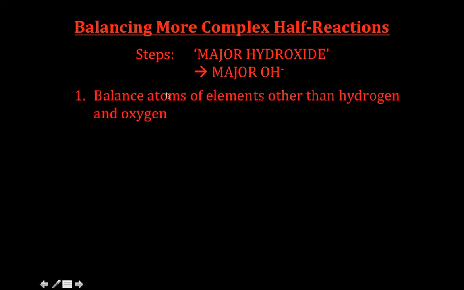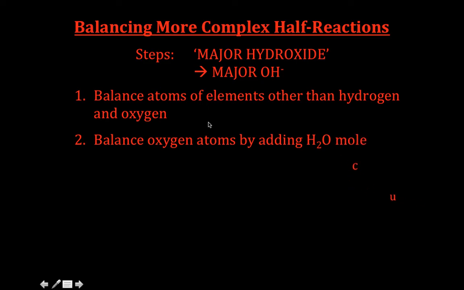So, atoms of elements other than hydrogen and oxygen. If you had sulfur there, if you had manganese, get those balanced. Now when you go to balance oxygen, you add water molecules to the side that doesn't have as many oxygen atoms. You're bringing up the oxygens by adding water, H2O. Let's say you need 3 oxygens, you're going to add 3 H2Os on one of the sides.